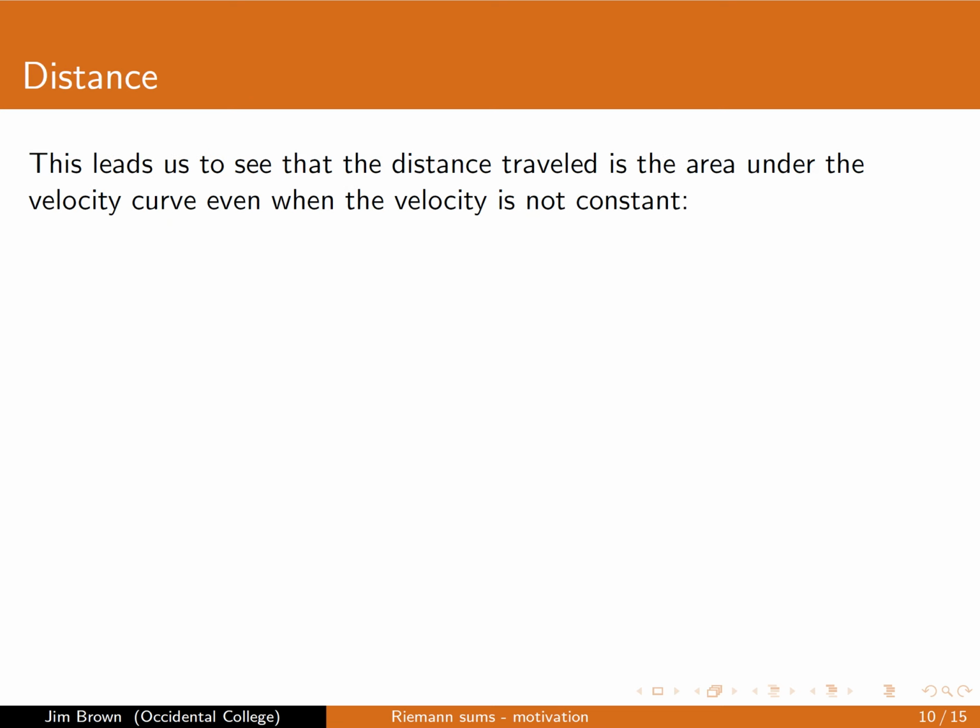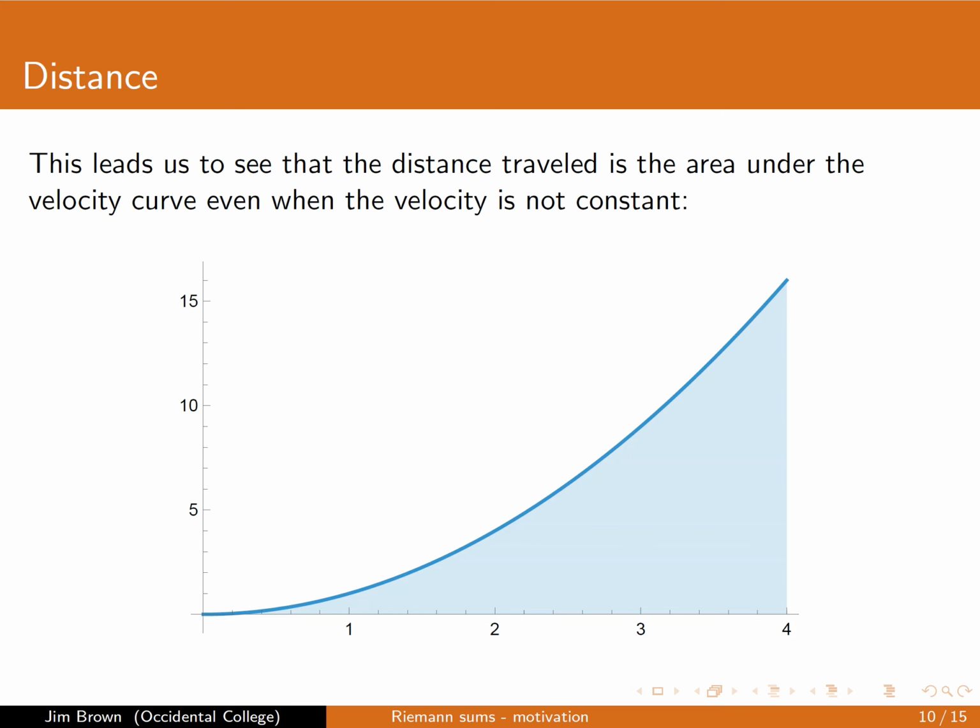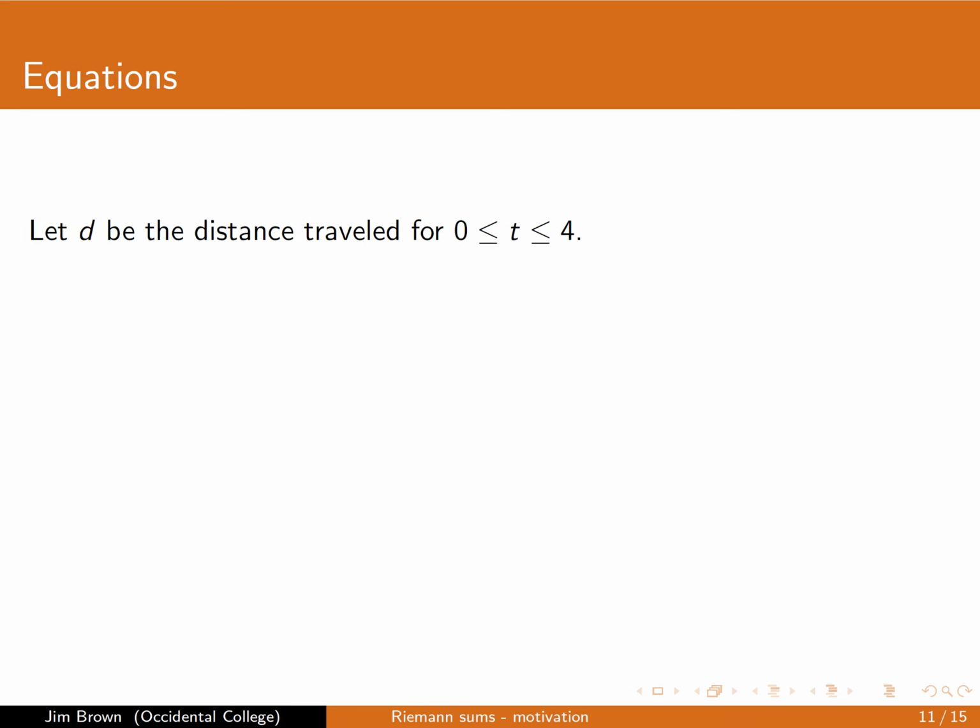So what we can say then is the actual distance traveled is the area under that velocity curve, even when the velocity is not constant. So this area here is our distance traveled. And we just saw we can approximate that with better and better accuracy by using more and more rectangles to get the areas of those rectangles. So let's see, what does this mean in terms of equations instead of just pictures?